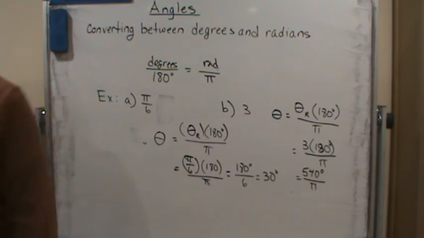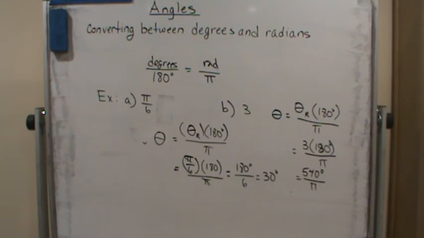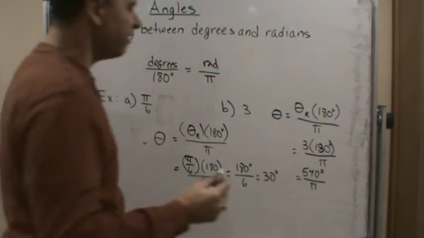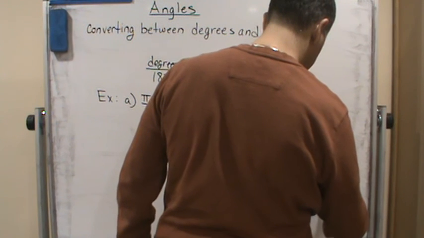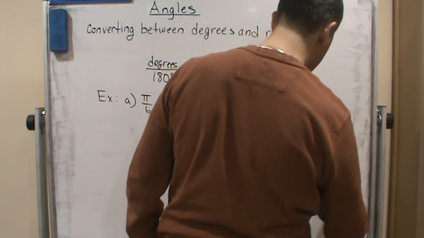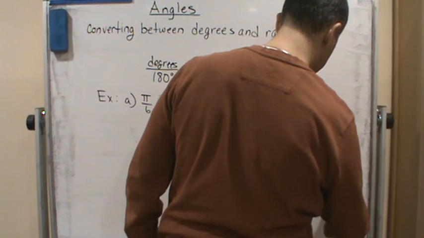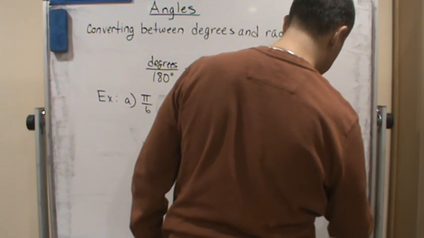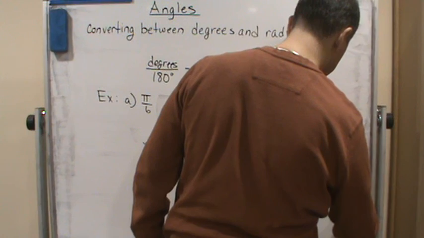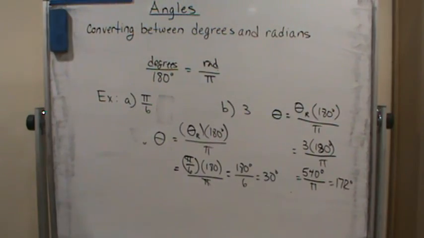And so what is 540 divided by pi? That gives approximately 172 degrees. I think that's right. Yep, approximately 172 degrees.